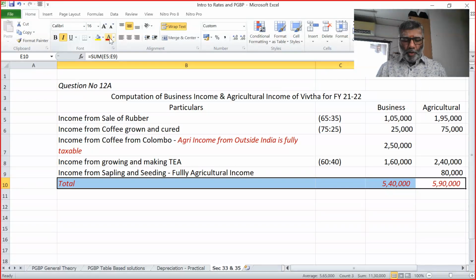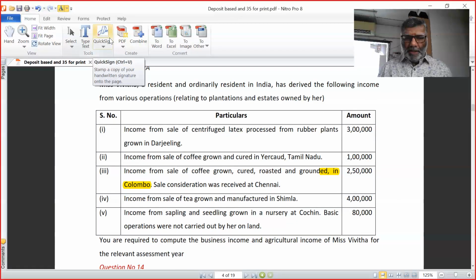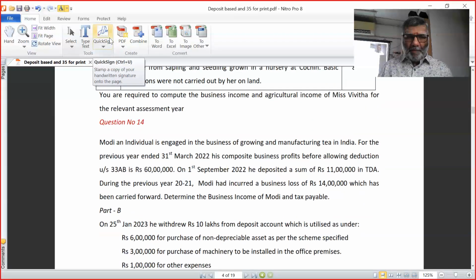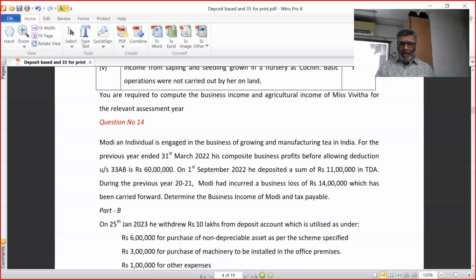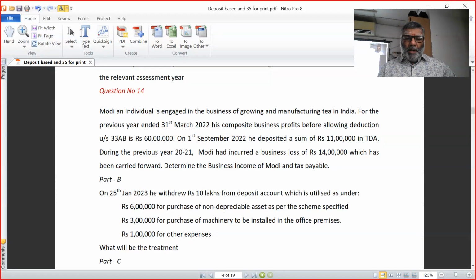Now I'm going into our next question, which has 33AB. Modi, an individual engaged in the business of growing and manufacturing tea in India. For the year ended 31st March, his composite business profit before allowing 33AB is 60 lakhs. He deposited 11 lakhs in the tea development account. During the previous year 2021, Modi had a business loss of 14 lakhs which has been carried forward. Determine the business income for him and tax payable. Part B of the question.